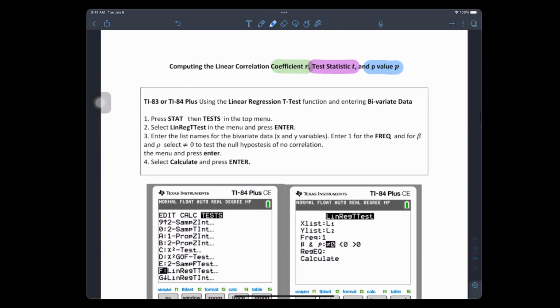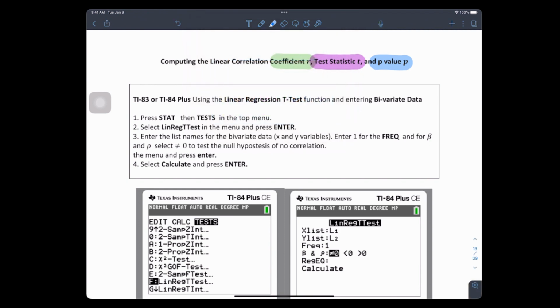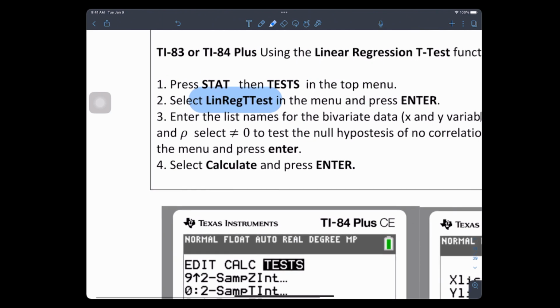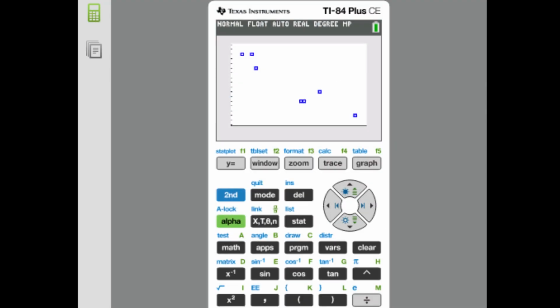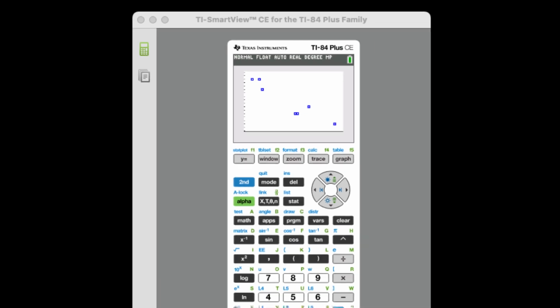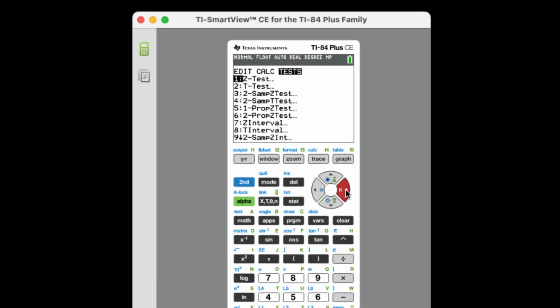So you say, how do I do that? Well, you're going to go to stat test, linear regression t-test. So everything that we've been doing with hypothesis testing, we've been doing stat test, stat test, stat test. Now you go to stat test, linear regression t-test. It's all the way down here. Did you guys see that? It's F, linear regression t-test.